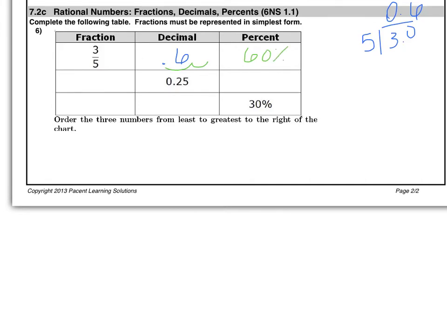So I'm going to take this 0.25 and I'm going to move my decimal 2 places and I get 25%. Well, this is one of those numbers that you're supposed to know. 0.25 is 1/4 out of $1, 1/4 out of 4 quarters. That makes it 1/4.